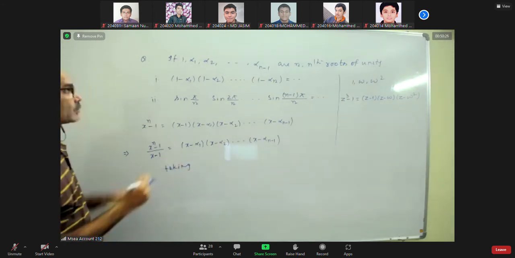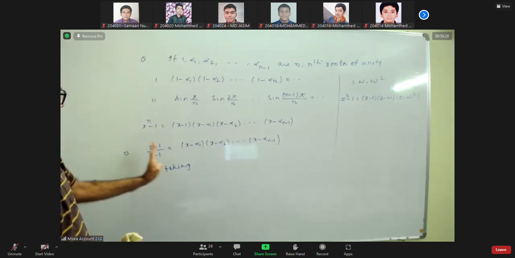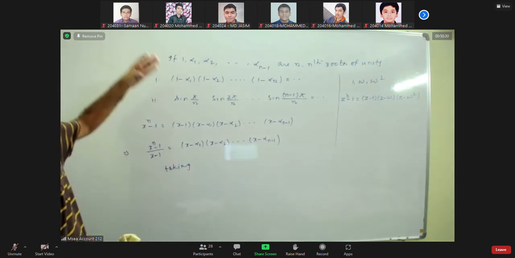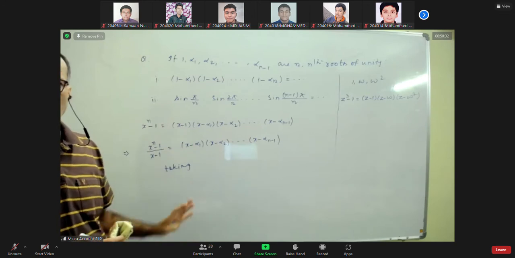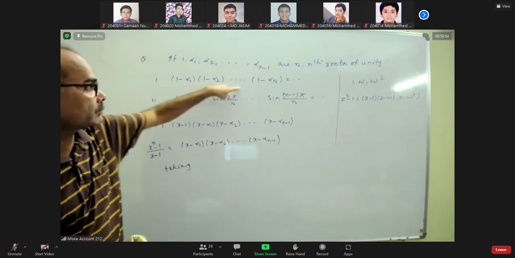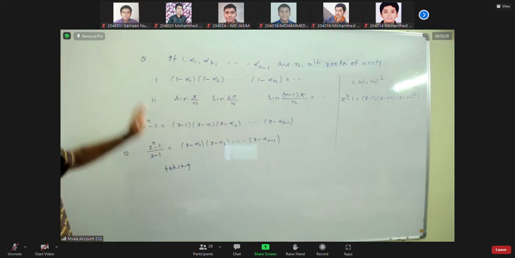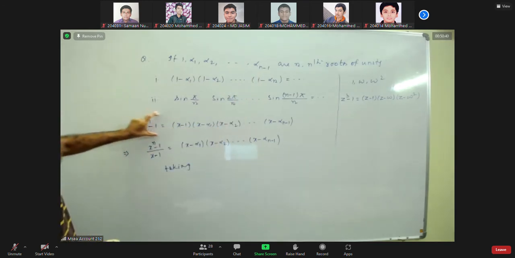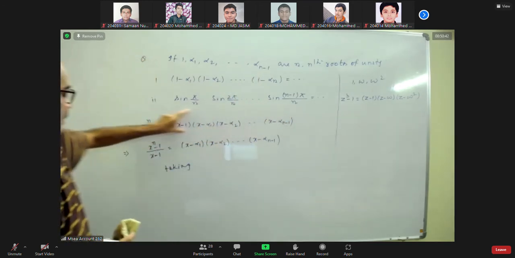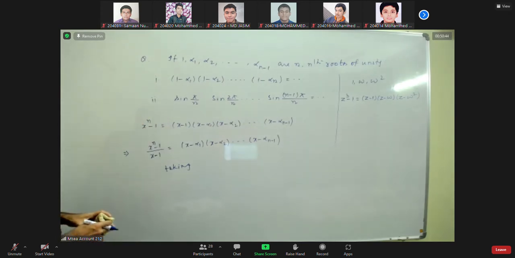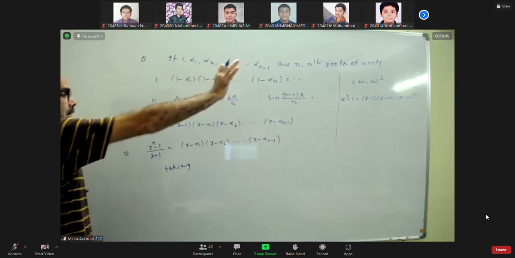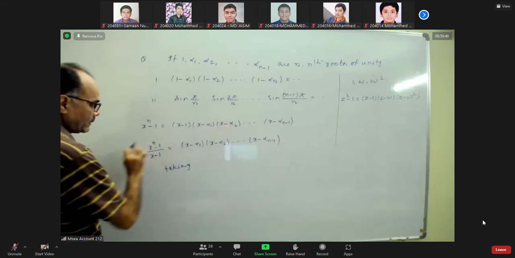See, depending on what we want to prove, sometimes we have to take log, sometimes we need to differentiate after taking log, depending on what we want to find, which value we want to find. But this is the basic identity. Okay? If n roots of unity is given, this is the basic identity.